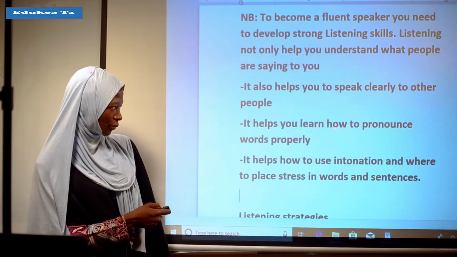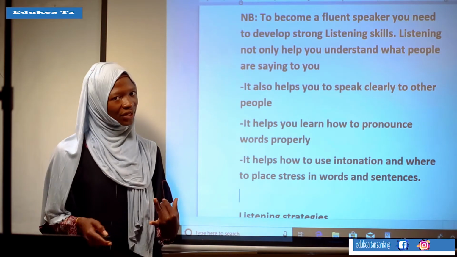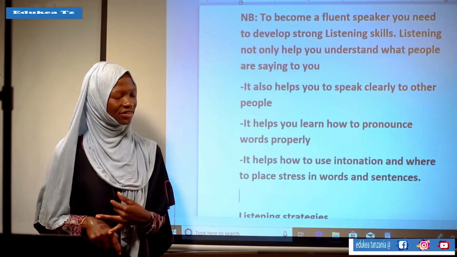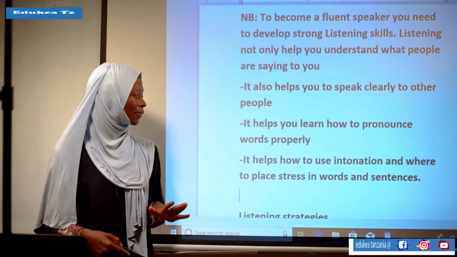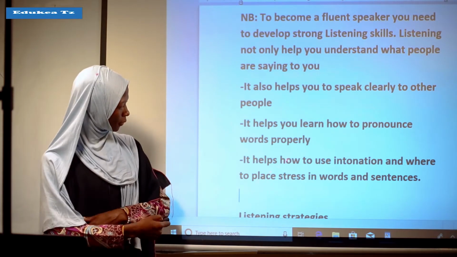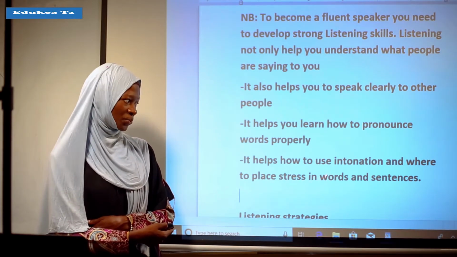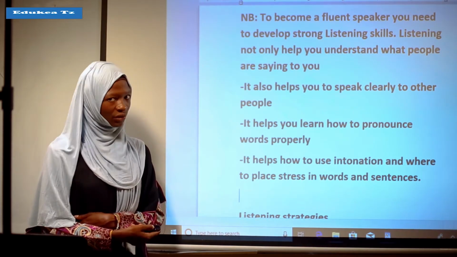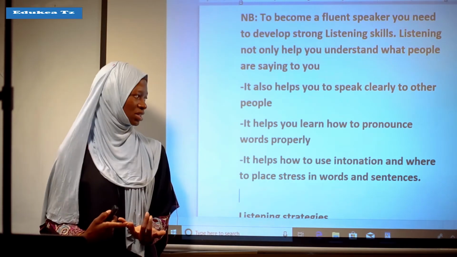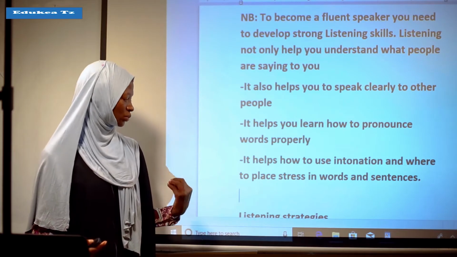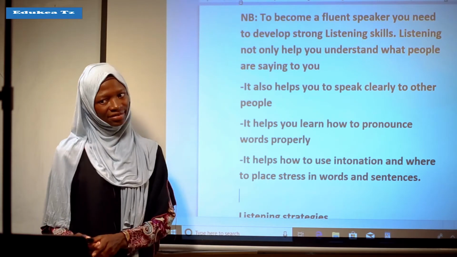The next is, it helps you to learn how to pronounce words properly. If you listen attentively, it helps you as a speaker to pronounce words properly. Another, it helps you learn how to use intonation and where to place stress in words and sentences.